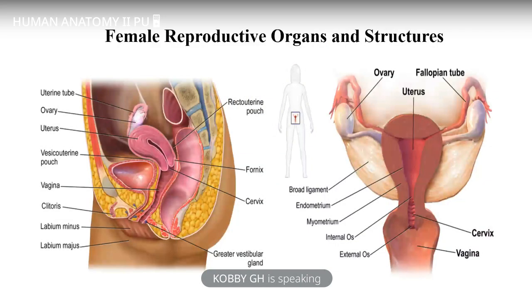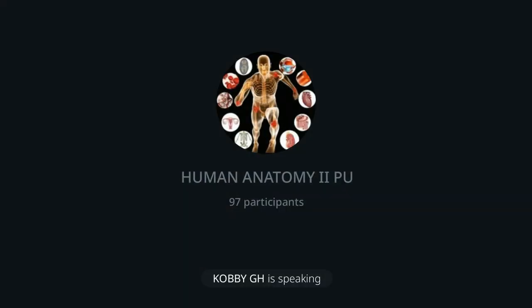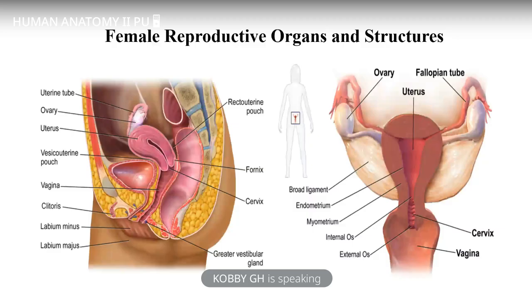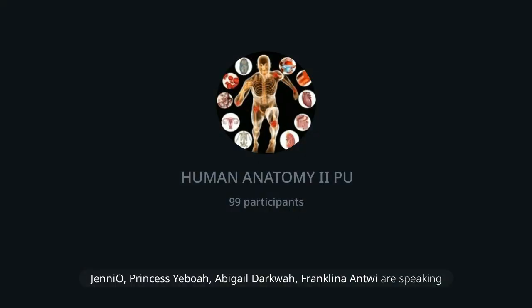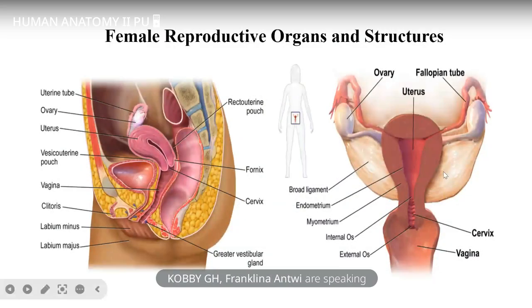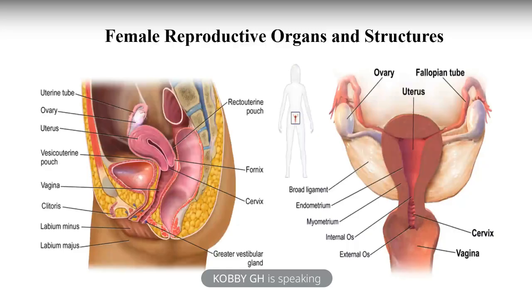And then the outermost layer of the uterus, we call it perimetrium. Say perimetrium. Perimetrium. Peri means surface. So perimetrium.